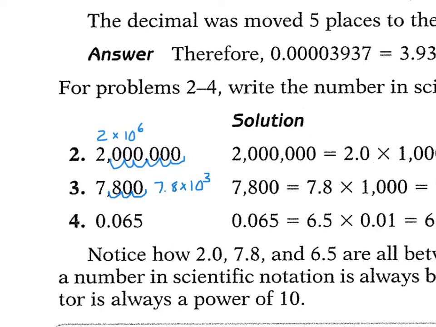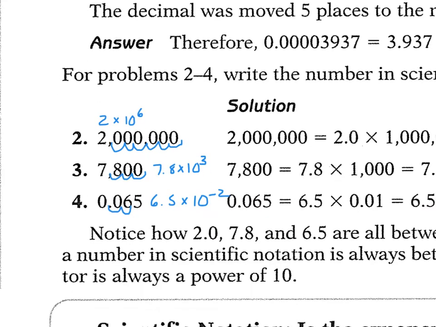And then for number 4, we're moving it to the right. Since we start with a decimal, we know our exponent is going to be negative. So we're going to move it 1, 2 places. So we have 6.5 times 10 to the -2. And again, we're moving it until our number that we start with out front here is in between 1 and 10.